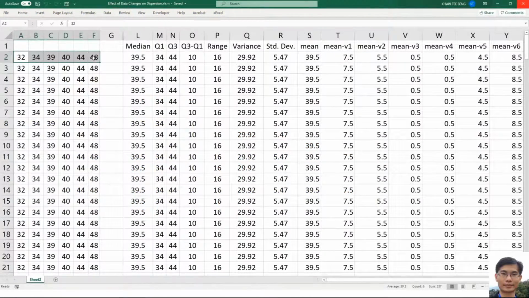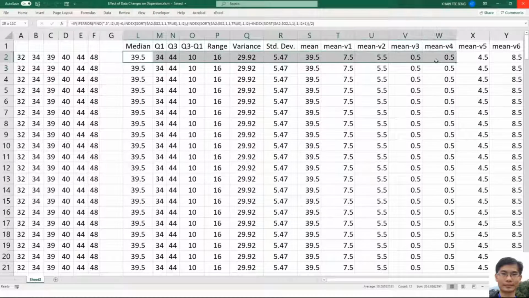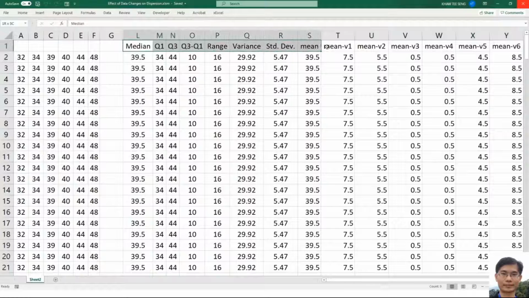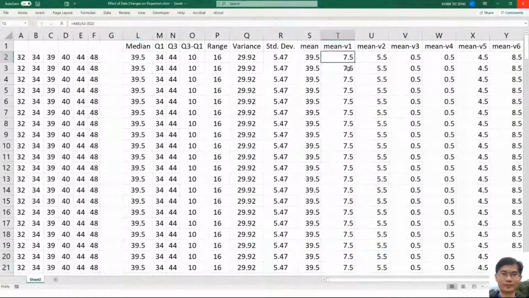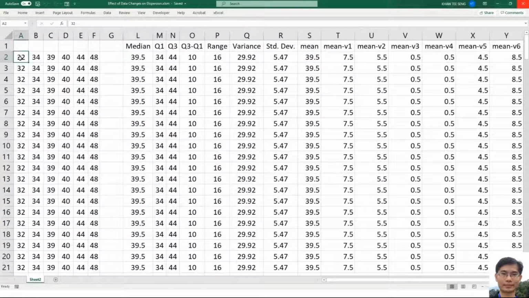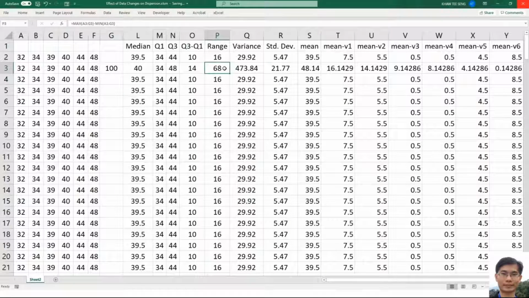Here is a set of data, and the values here are equal to this. Okay, the median is 39.5 and so on. 7.5 equals 39.5 minus 32, and 5.5 equals 39.5 minus 34. If we add an outlier, let's say 100, the range changes from 16 to 68. So the range will change dramatically when an outlier is added or removed from the set of data.